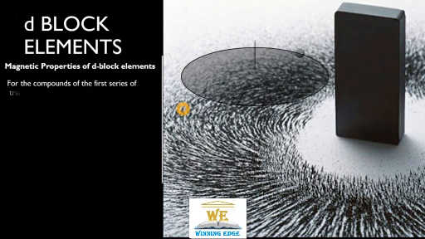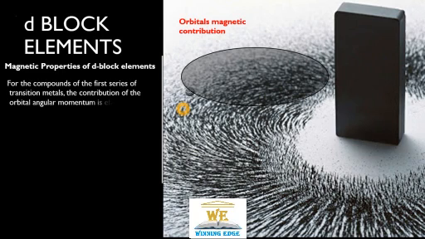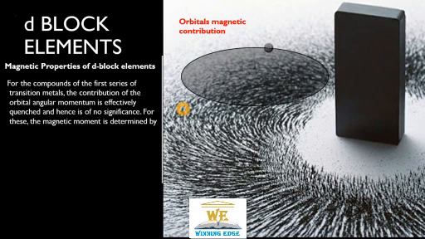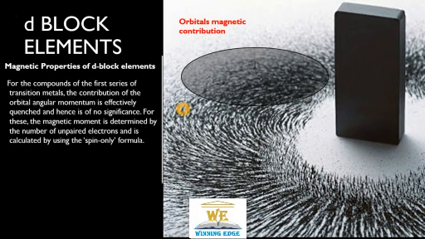For the compounds of the first transition series, the 3d series we are talking about, the contribution of the orbital angular momentum is effectively quenched. We'll not go into details, but that much is good enough to remember that in the 3d series, the orbital rotation of electrons will not contribute effectively to its magnetic properties. Only the contribution from its spin on its axis remains.